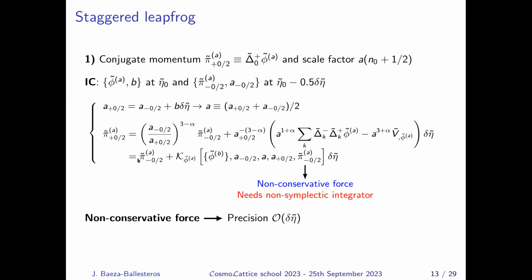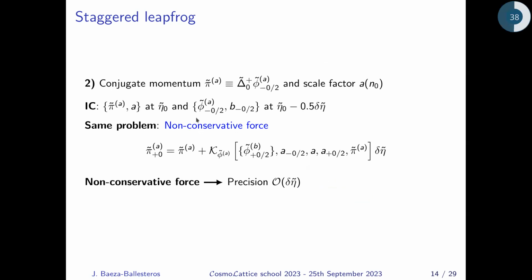So this means that if we were to use this leapfrog to solve the equation written in this particular manner, we will find this problem, and then the precision will be rather small. It will be only of order the time step. So this suggests that using this prescription for the conjugate momentum is not the best option.